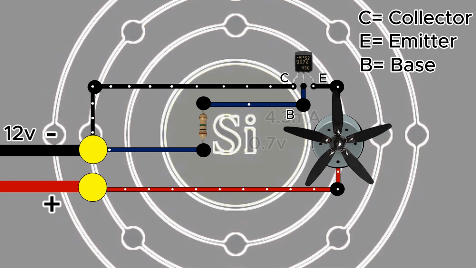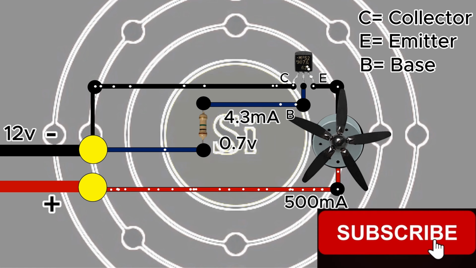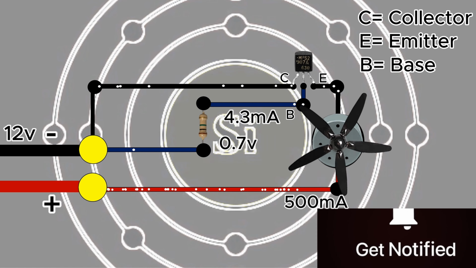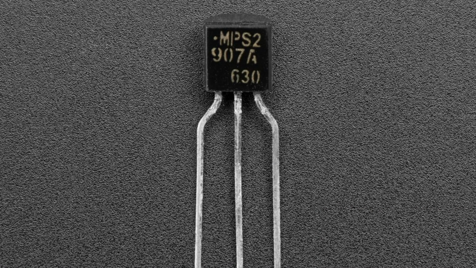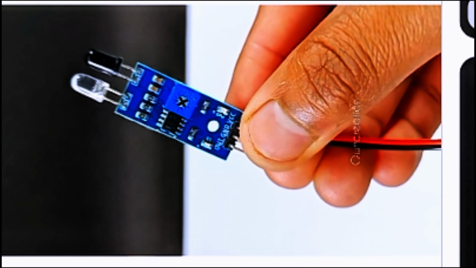But the moment a small current enters the base, the transistor wakes up. Now, a much larger current flows from collector to emitter, and as a result, the transistor turns on. BJTs are commonly used in audio amplifiers, signal boosting circuits, LED switching projects, and small electronics.